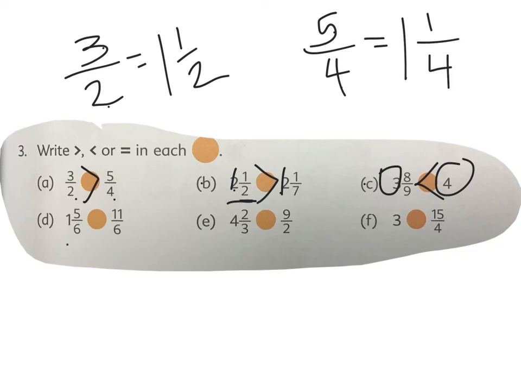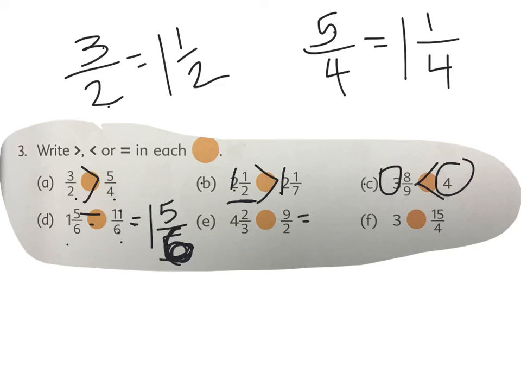Here we have a mixed number and an improper fraction. Let's turn the improper fraction to a mixed number. It's going to be 1 5/6 because 6 goes into 11 one time. There's 5 pieces left over. Made a mistake. Denominator always stays the same. 1 5/6. That's going to be equal.